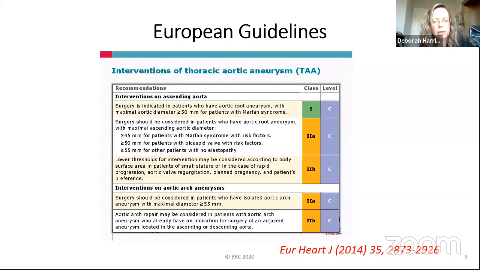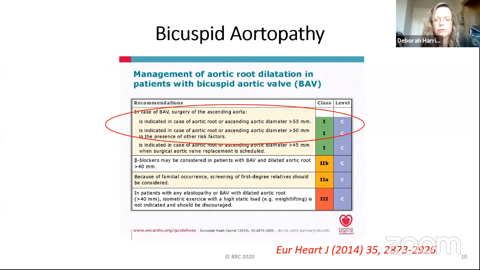The European guidelines also agree that arch aneurysms should be operated on at 55 millimetres, and that's also reasonable in patients undergoing surgery for an adjacent segment of the aorta. Just to focus a bit more on the question of bicuspid aortopathy. There has been some confusion here and some discrepancies in the guidelines over the years. So the European guidelines, remember this is 2014, say that in bicuspid patients, surgery of the ascending aorta is indicated if the root or ascending are more than 55 millimetres, so that's a class 1 indication, or if the root or ascending are over 50 millimetres in the presence of other risk factors.